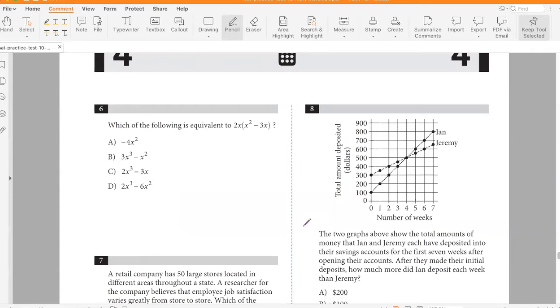Which of the following is equivalent to 2x times (x squared minus 3x)? So 2x cubed minus 6x squared. 2x cubed minus 6x squared.